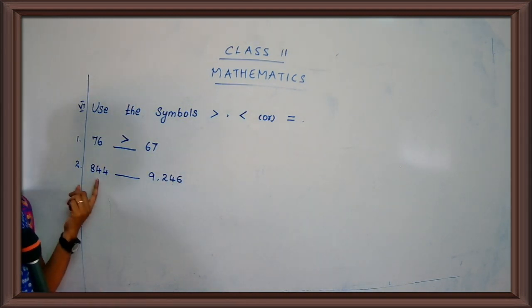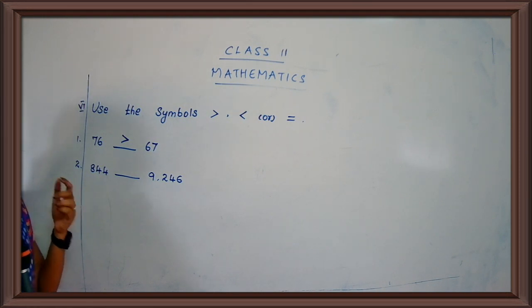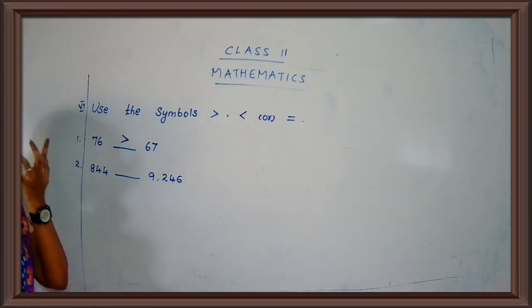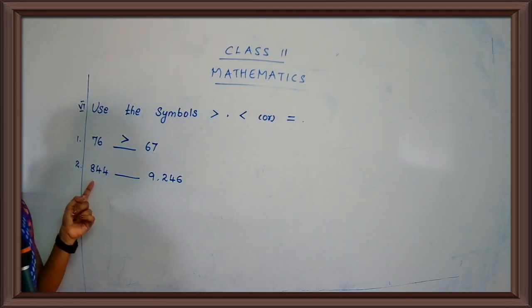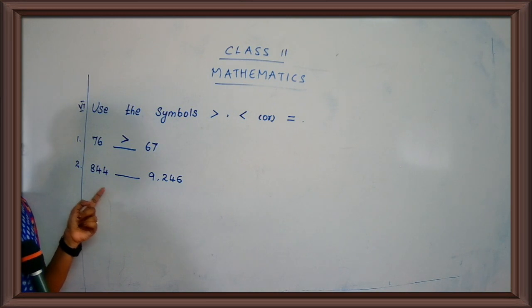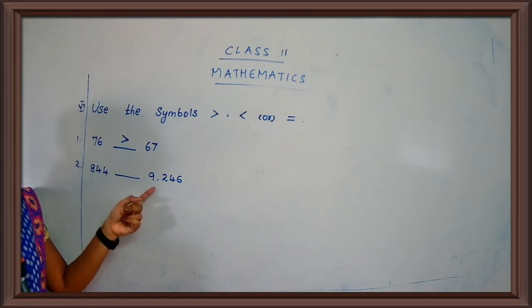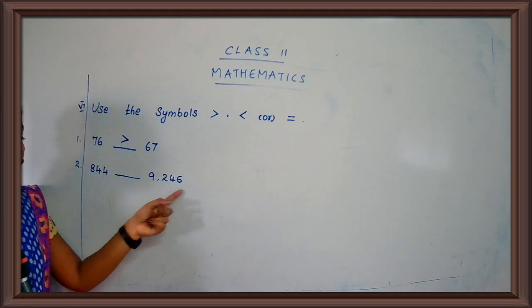Now see here, what is this number? First of all, this is a 3-digit number. How many digit number? 3-digit number. A 3-digit number starts from 100. Yes, children? How many 100s are here? 800. How do you read this one? 844. Okay, 844.